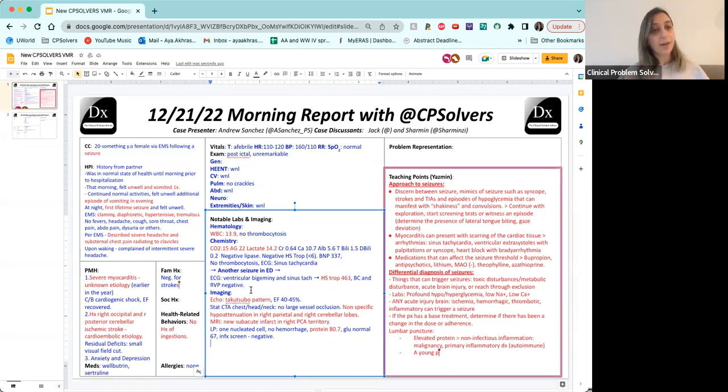I know she got an echo. However, I wonder if a TEE would be better able to characterize if she has any clots there, any atrial myxoma that is also flickering, while we're investigating the specific CNS causes as well. And any etiology of vasospasms can also lead to stroke in younger folks.